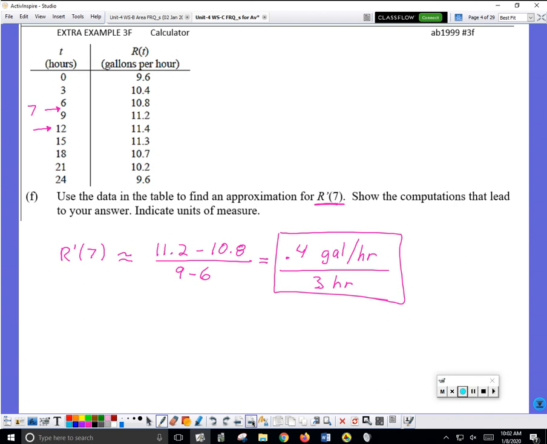There is no R of 7 here. What's the key difference? Michaela? That 7 is on the graph.